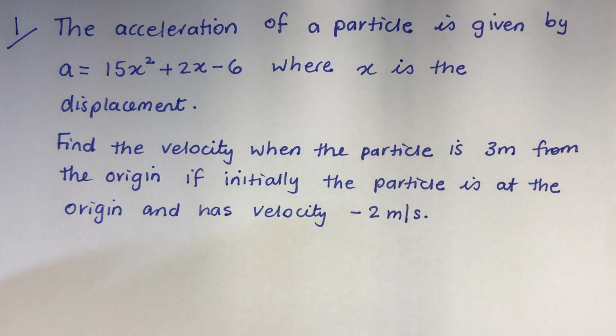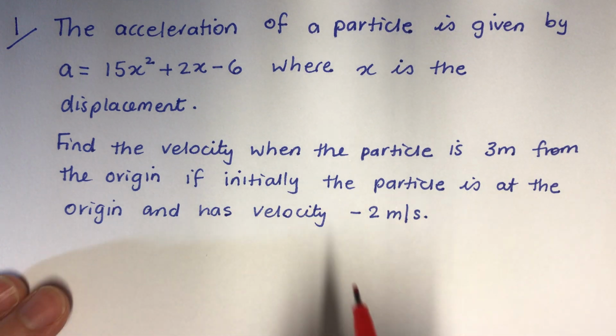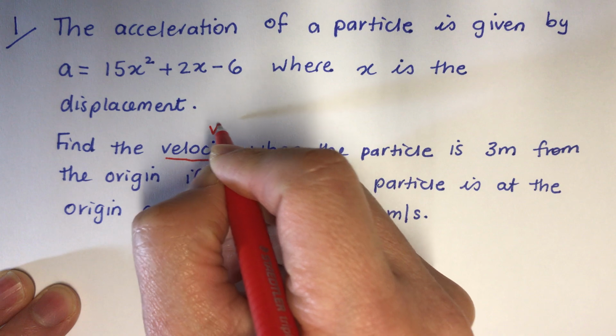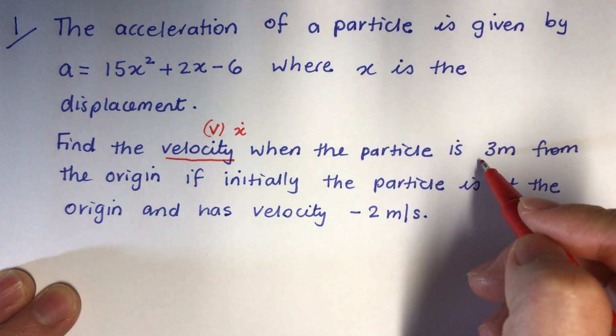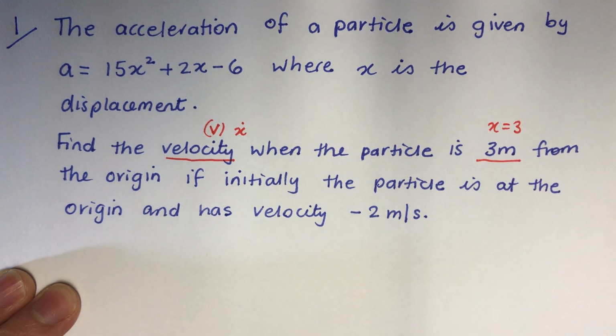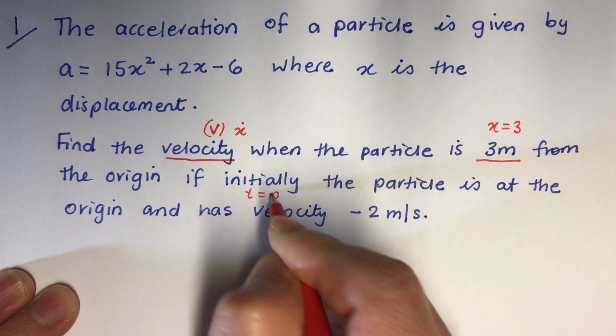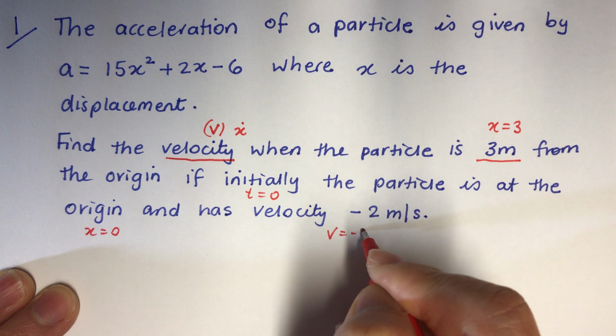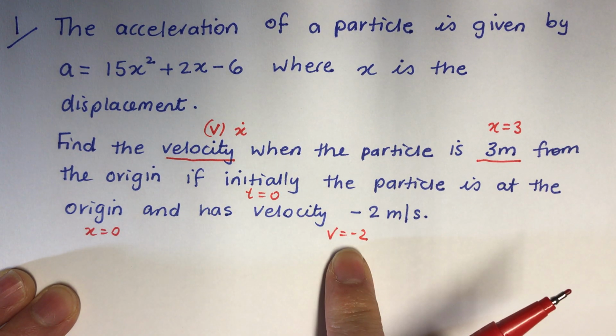First one. The acceleration of a particle is given by a equals 15x squared plus 2x minus 6, where x is the displacement. Find the velocity when the particle is 3 meters from the origin if initially the particle is at the origin and has velocity minus 2 meters per second. Now I'm just going to underline the key words here. So that's the velocity v, or we could say x dot, and that's particle 3 meters, so x equals 3 from the origin. Initially, which means t equals 0, the particle is at the origin, so x equals 0 as well, and the velocity is minus 2. So initially, when t is 0, x is 0, v is minus 2.